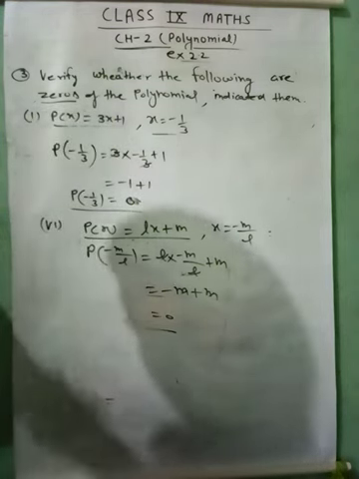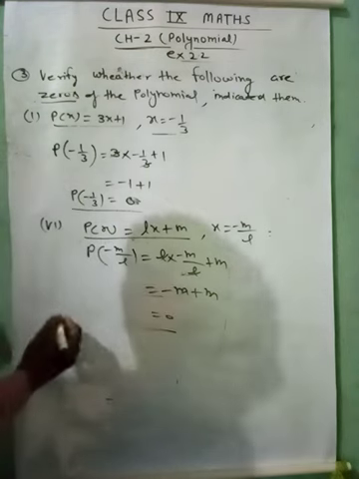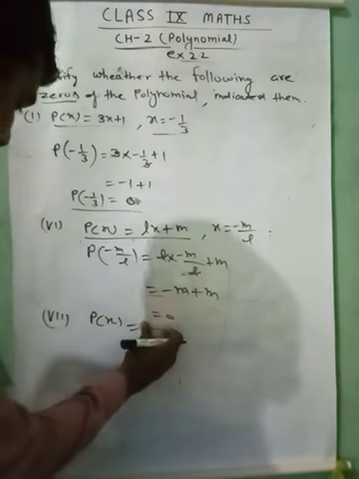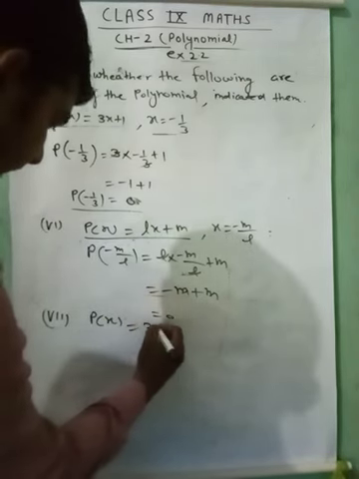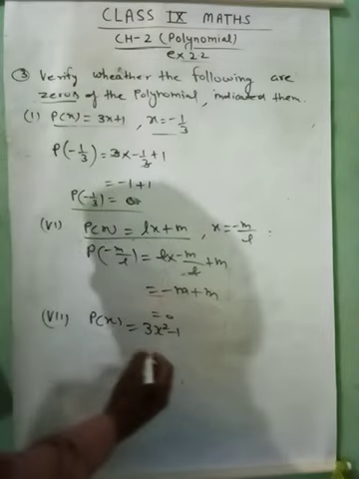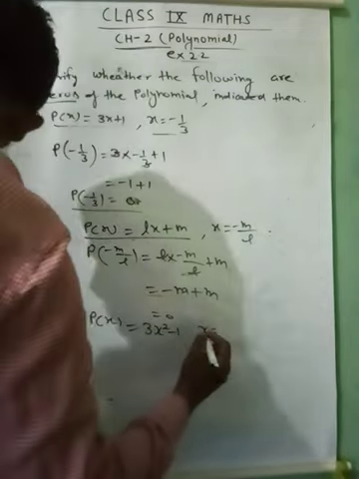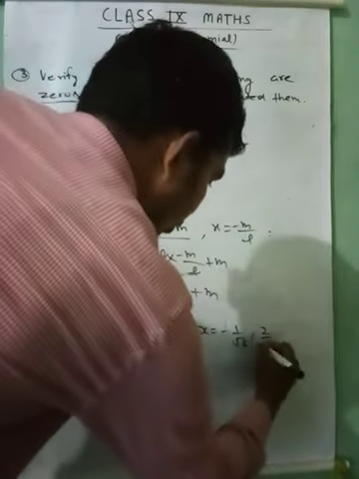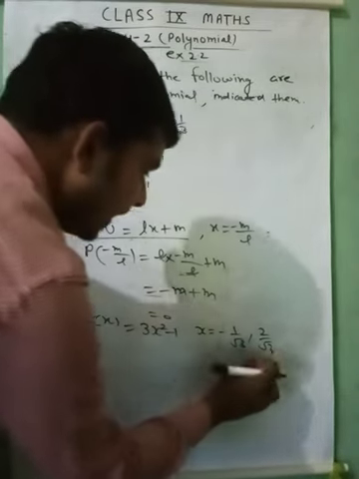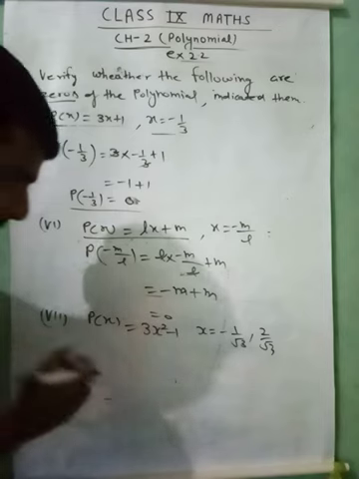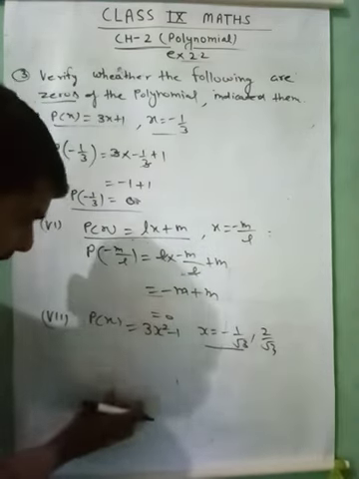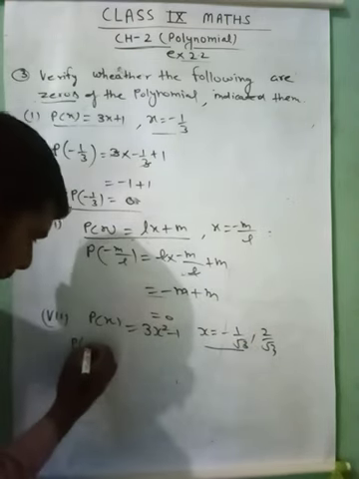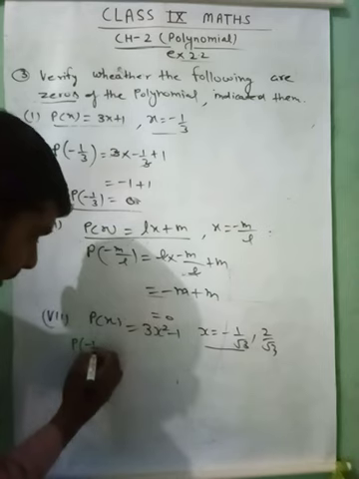Question number 7. Px is equal to 3x square minus 1 and it's saying that x is equal to minus 1 by root 3 and 2 by root 3. You have to verify these are the zeros of this polynomial. So first we put x is equal to minus 1 by root 3. When we put x is equal to minus 1 by root 3, it will be minus 1 by root 3.